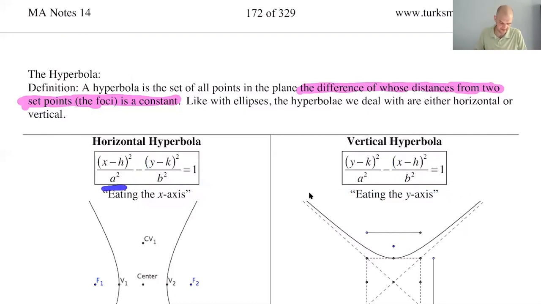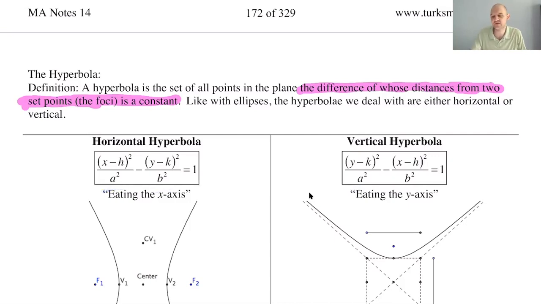You might notice A and B don't change position, right? For an ellipse, A is always bigger than B. And you can tell if it's horizontal or vertical based on where A is. So if A is underneath X, then it's horizontal. If A is underneath Y, then it's vertical. For a hyperbola, it's kind of the opposite. A and B don't move.